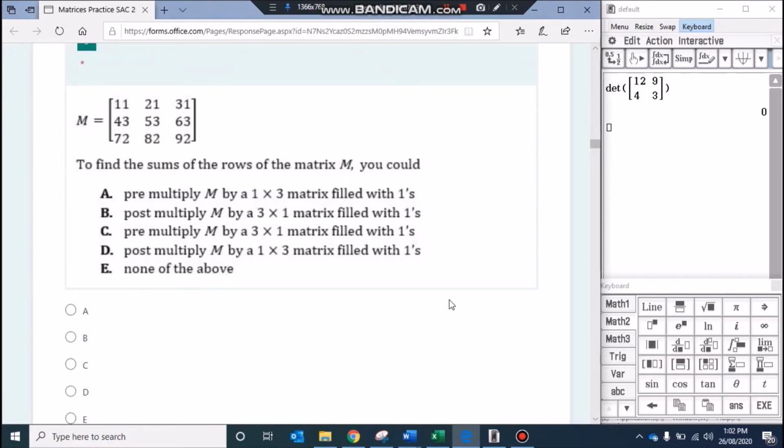So we've got this matrix M, and we want to find the sum of the rows of M. So if we're finding the sum of row 1, row 2, row 3, we're going to end up with a 3 by 1 matrix that has the sum of each row. So it's going to be a 3 by 1 column matrix. That is going to be our product.